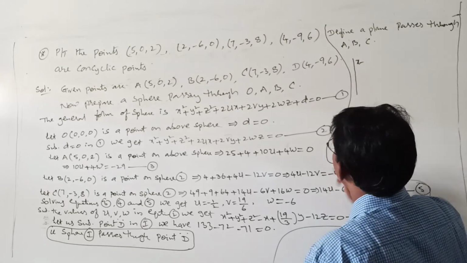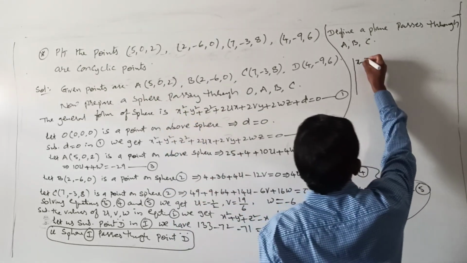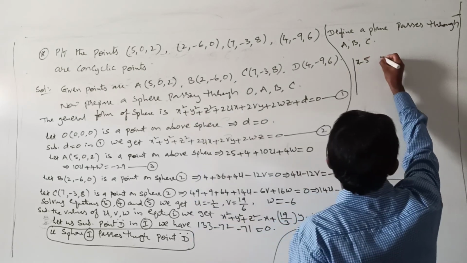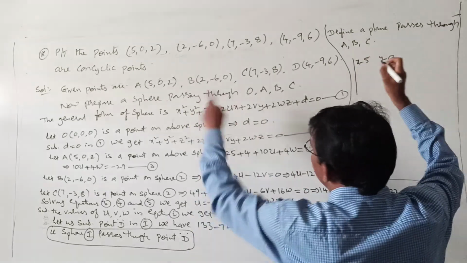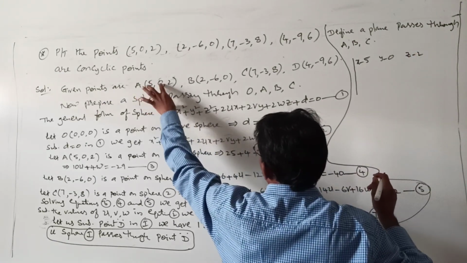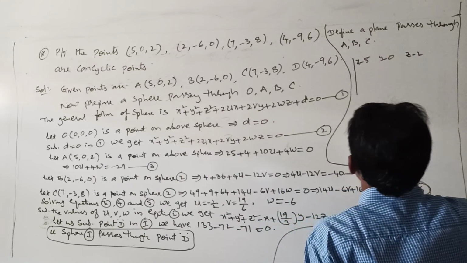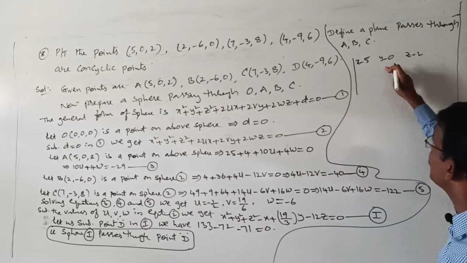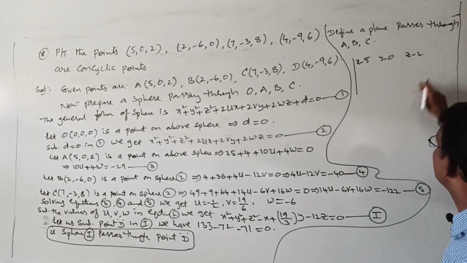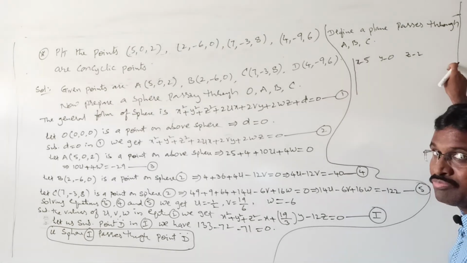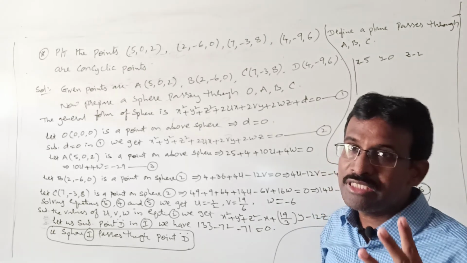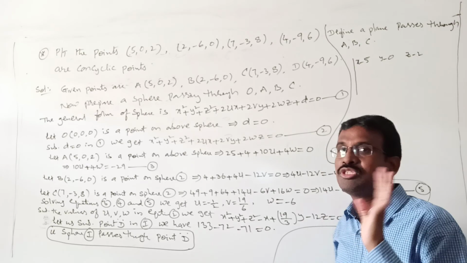X minus x1, where x1 means x minus 5, y minus y1 is y minus 0, z minus z1 is z minus 2. Next row: x2 minus x1, y2 minus y1, z2 minus z1. Next: x3 minus x1, y3 minus y1, z3 minus z1. The matrix determinant equals 0. That is the plane which passes through the 3 points (x1, y1, z1), (x2, y2, z2) and (x3, y3, z3).